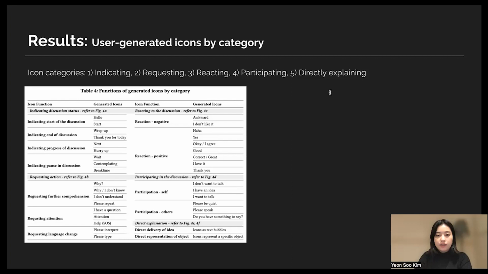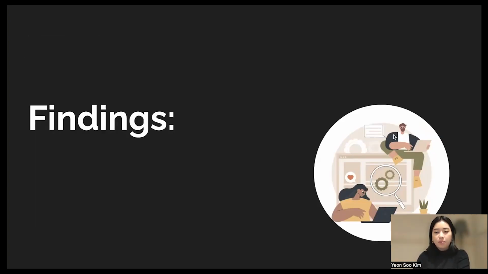Lastly, we categorize the user-generated icons into 5 categories: indicating discussion status, requesting action, reacting to the discussion, participating in the discussion, and direct explanation. Refer to the paper for details. Next, I will explain the findings of my research.